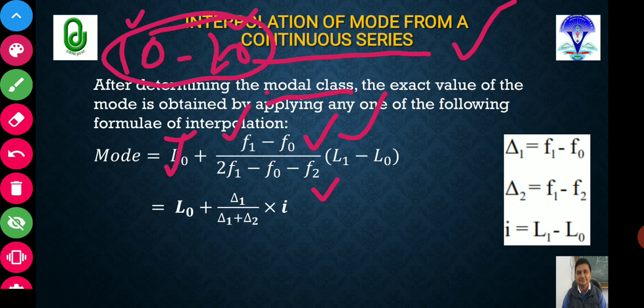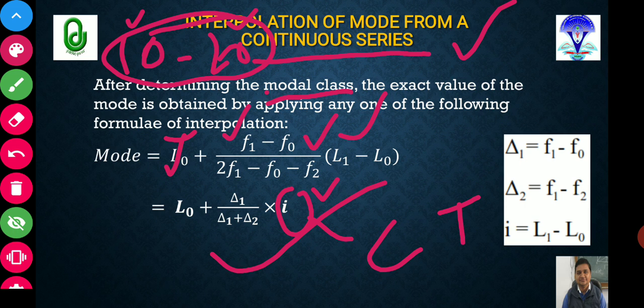And if F1 minus F0 you are taking as delta 1 and F1 minus F2 you are taking as delta 2, then this formula will become L0 plus delta 1 divided by delta 1 plus delta 2 into I, where I is again class interval. Okay. So this is how you can find the value of mode in continuous series.